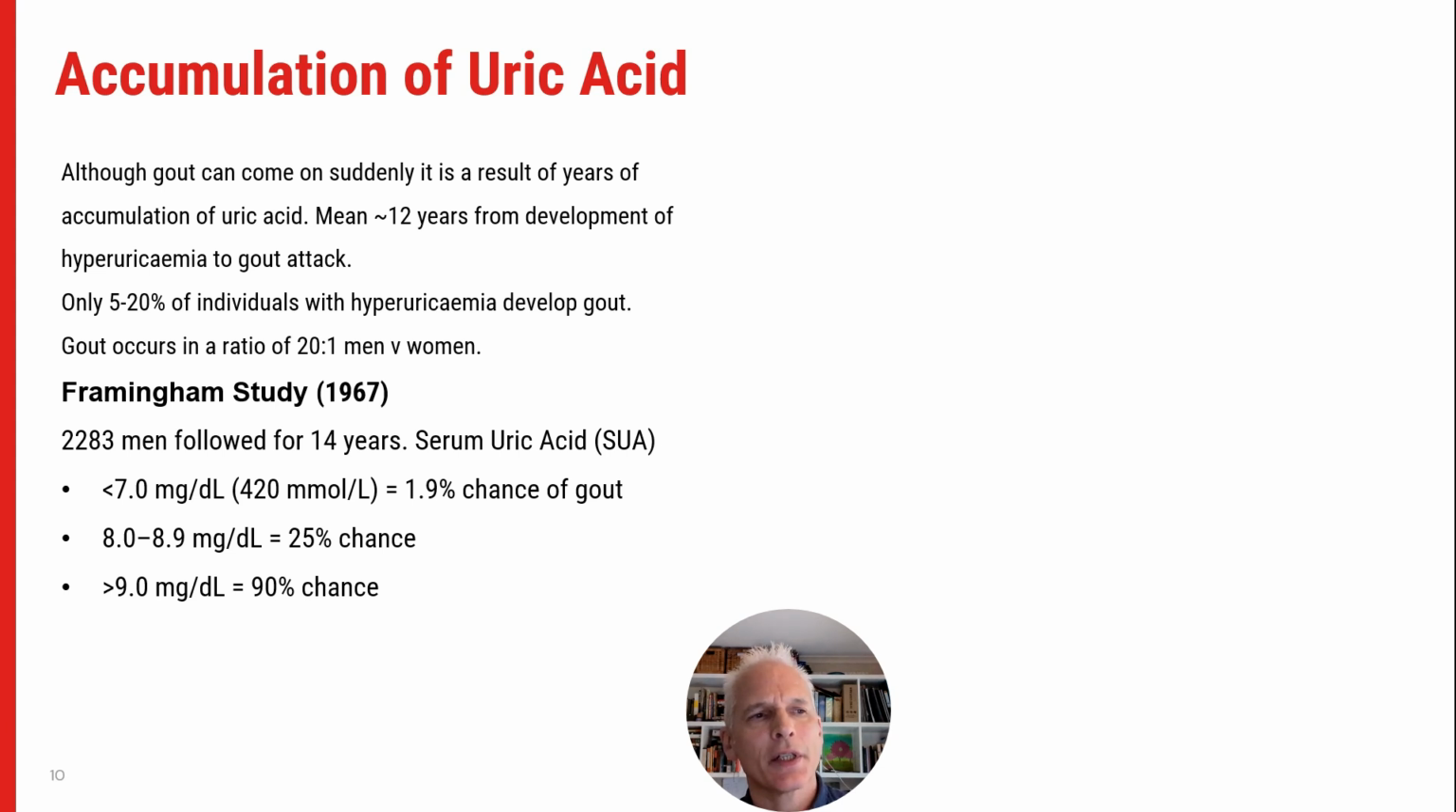In one of the interesting studies from the 1960s, the Framingham study, which was a very significant study, it showed that in men who had greater than 7 milligrams per deciliter, they had about a 1.9% chance of gout. But if you're over 8 milligrams per deciliter, 8 to 8.9, you had a 25% chance. If you're over 9 milligrams per deciliter, you had a 90% chance of developing gout. So we know that when you have very high uric acid levels for a period of time, your chances of getting gout are quite high.